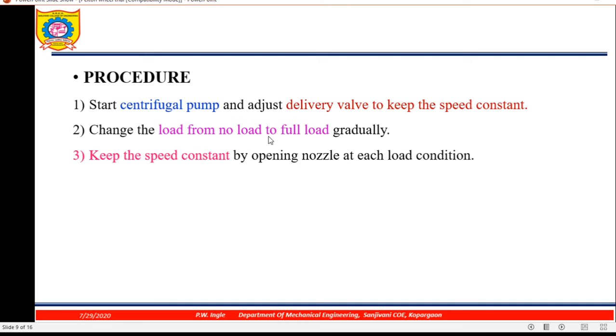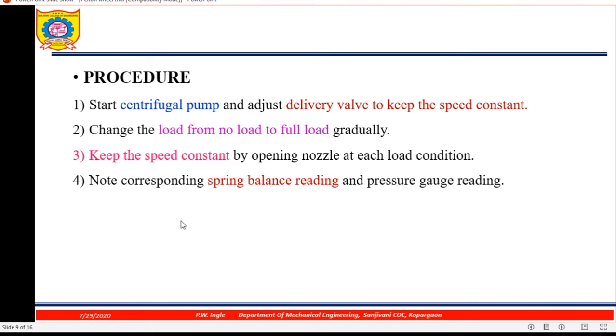So what is happening? Because of this load, the speed of the shaft will reduce slightly. So what will we do? We will open the delivery valve again. We will adjust the delivery valve so that the speed will be constant. So keep the speed constant by opening the nozzle at each load condition. If we go on applying the load, then obviously the speed will reduce. That speed we have to keep constant. So how? By adjusting the delivery valve.